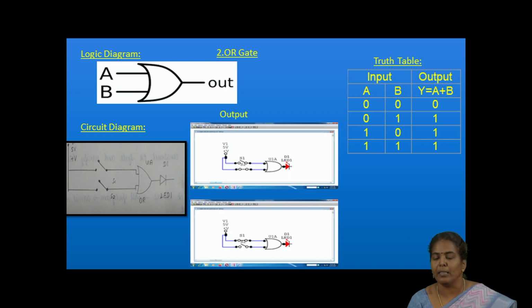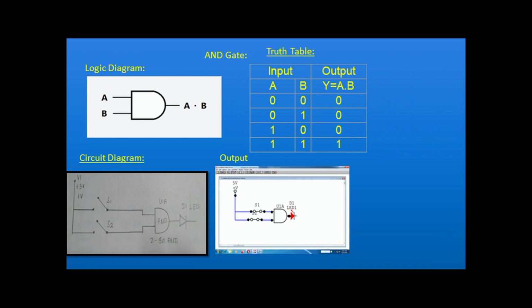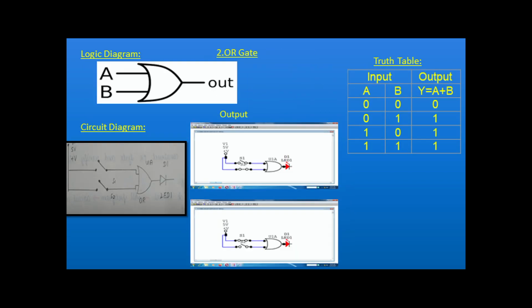We can see the truth table for the OR gate. In the truth table of the OR gate, if any one of the inputs is 1, the result is 1. That is called the OR gate. But in the AND gate, only if both inputs are 1, the result is 1. In the OR gate, if any one of the inputs is 1, the result is 1.